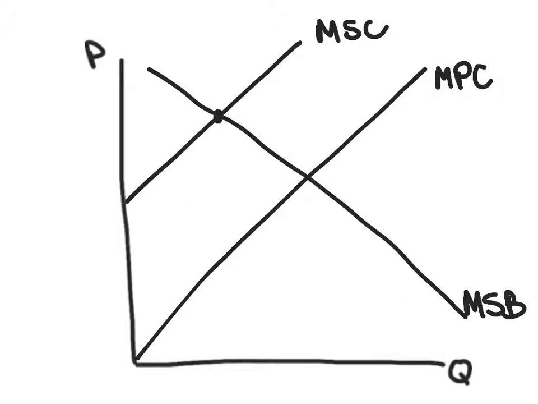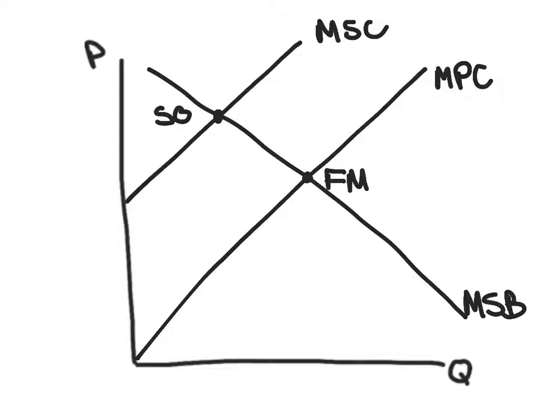This point right here where the marginal social cost intersects with the marginal social benefit is going to be your socially optimal point, and then where your marginal private cost intersects with the marginal social benefit, it's going to be the free market point.